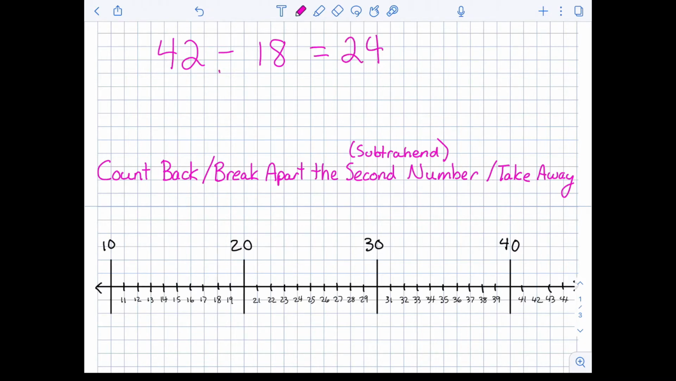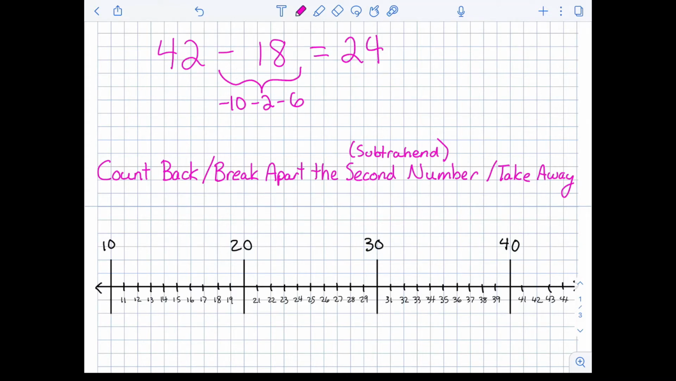So I took my 18 and I subtracted 10 and 2 and 6. I broke apart the 18 into the 10's place, and then I further broke apart the 1's place, the 8, into the 2 and 6. You can break it in any way that makes sense for the problem. So let's look at why this is reasonable.